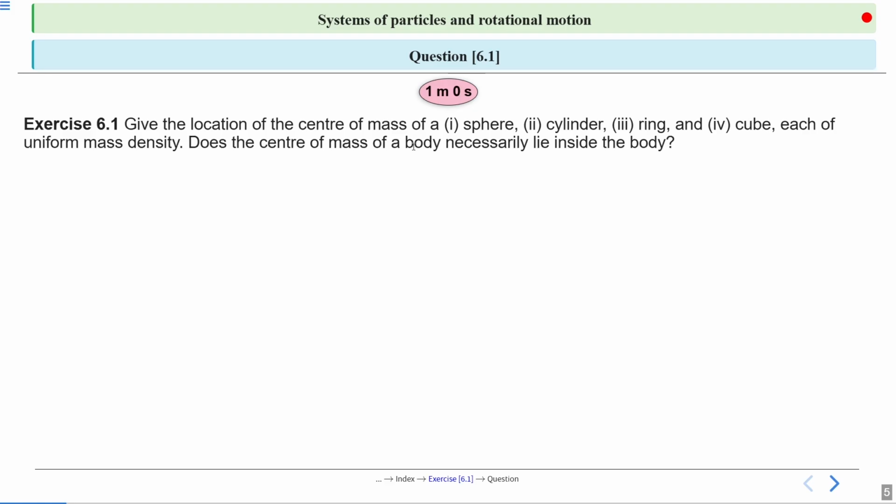So you have some time to solve this question. Please solve. Let's see the solution of this question.